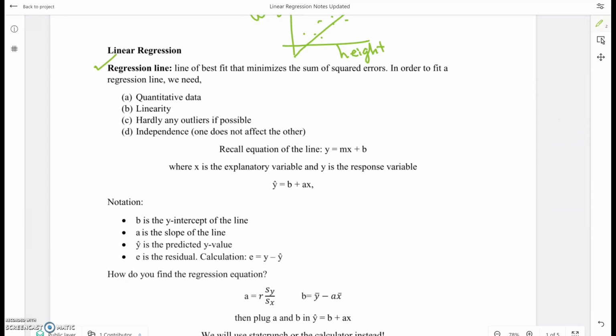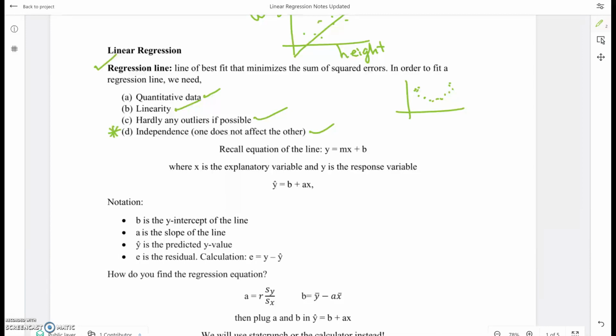Before I find it, I want to make sure that my data is numerical, right? It's quantitative. My graph somewhat looks like a line. So if I have something that looks parabolic, then we know that that's not okay. We want to make sure that there are not as many outliers if possible. And we want to make sure that they're independent. Now, we'll talk about this a little bit later. You don't really need to worry about what independence means. It just means that one particular outcome is not going to affect another one. So don't worry about that yet.